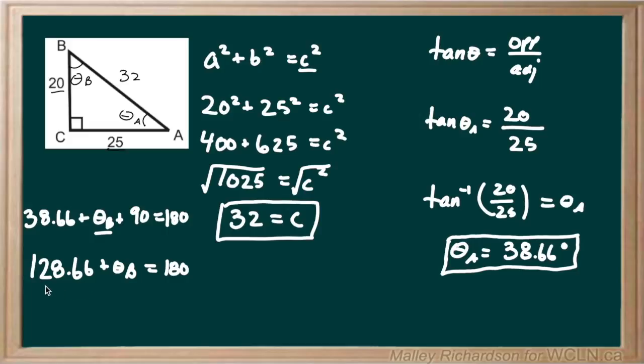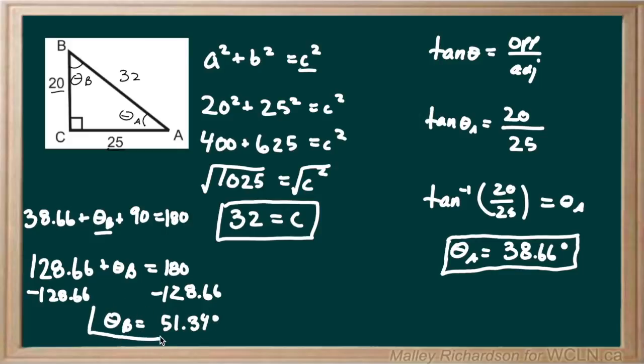Now to isolate for theta B, we want to subtract 128.66 from both sides. And then we get theta B to equal 51.34 degrees. So now we have our final answer for theta B, and we solved for theta A, and we solved for our unknown side length of 32. So now we've solved for the whole triangle, and we're done our question.